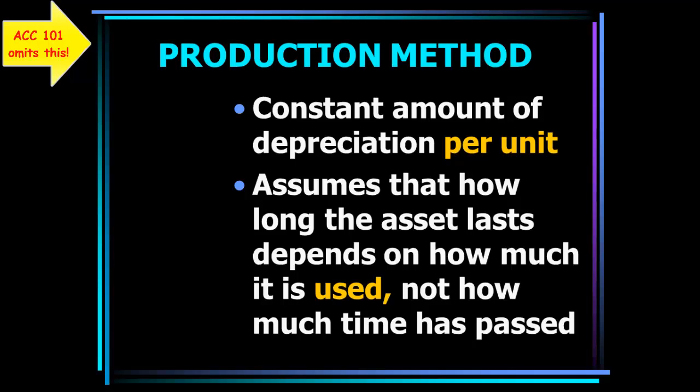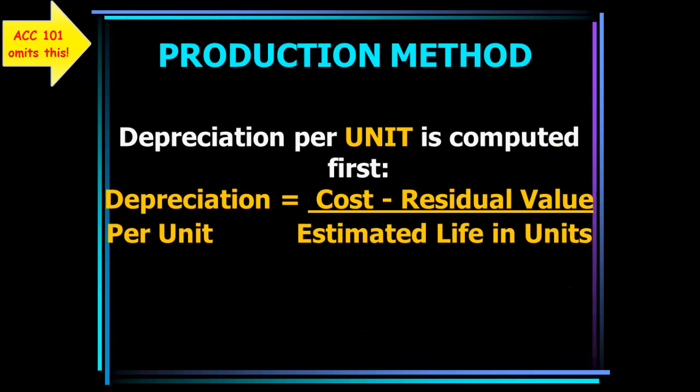What's the main thing that determines how long your car lasts? The main thing that determines how long your car lasts is your miles, right? The more miles you put on it, the sooner that car is not going to be around. So really, it's not how old the car is necessarily. It's how many miles you have on it. Under production method, we don't get a constant amount per year, but we get a constant amount per unit.